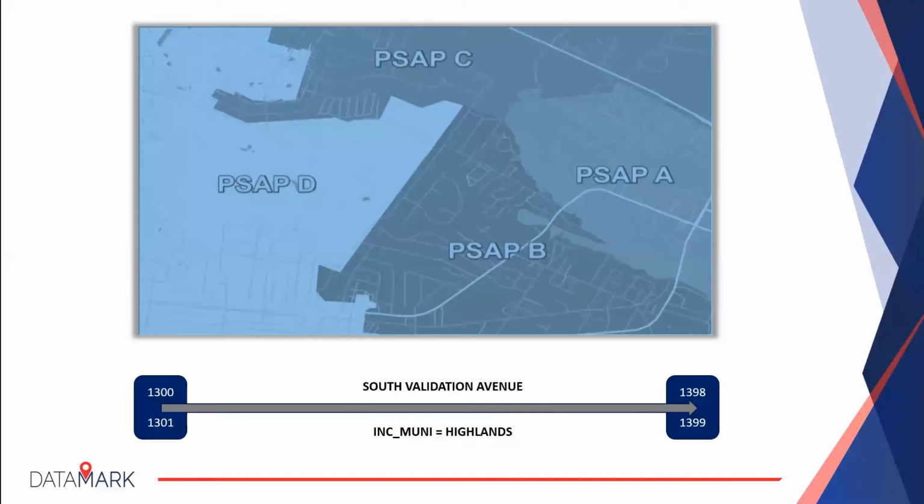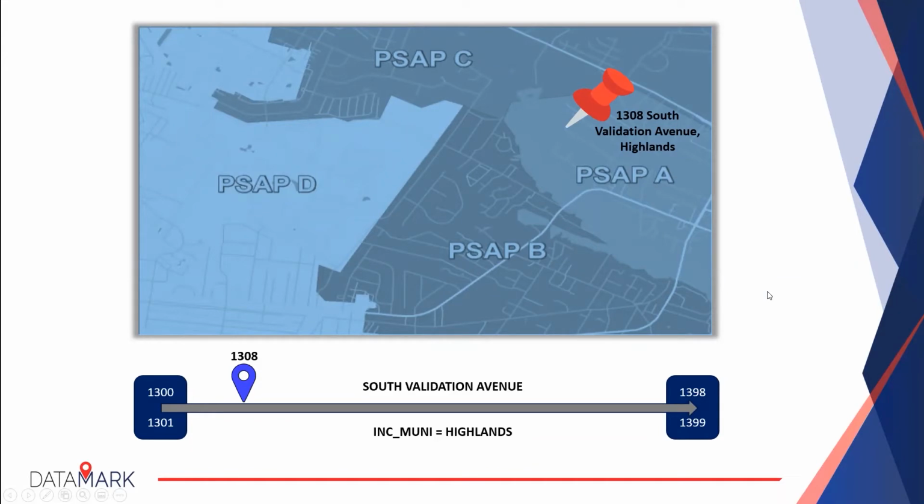So when that isn't available, it will then go to the road centerline to query the road centerline to look for a geocoded location. So in this example, it's 1308 South Validation Avenue. The road centerline will then query the PSAP polygon boundary to determine what PSAP receives the call. And in this example, it would be PSAP A.